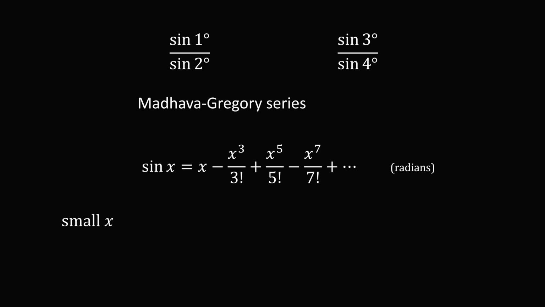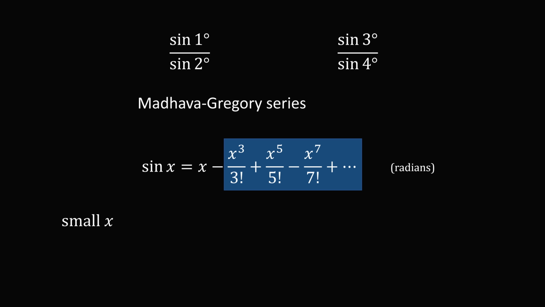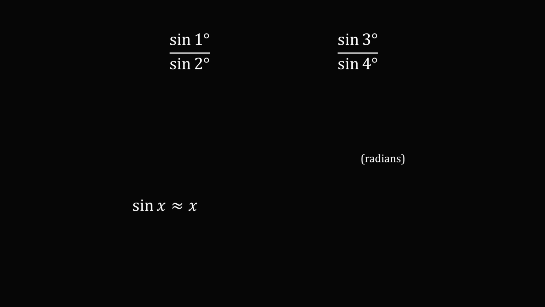So if we have a small value of x, then x cubed, x to the power of 5, x to the power of 7, and so on will be very, very small numbers. So this entire part of the sum will approximately be equal to 0. So sine x will approximately be equal to x. So let's use this approximation. Now we need x to be in radians, and we have degrees here. So let's convert these degrees into radians.